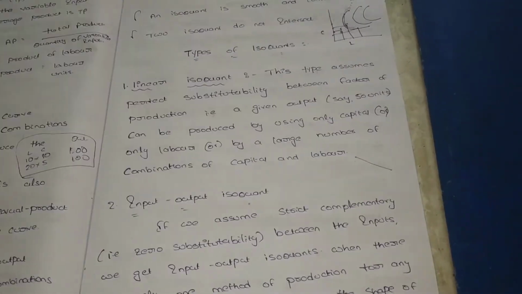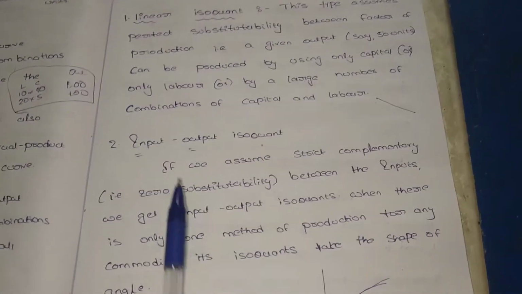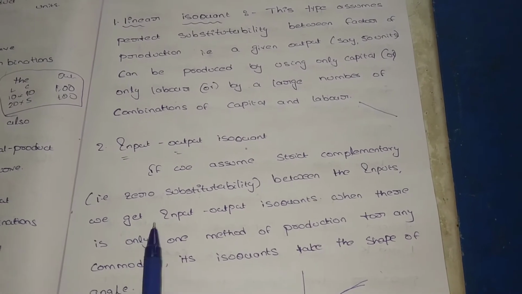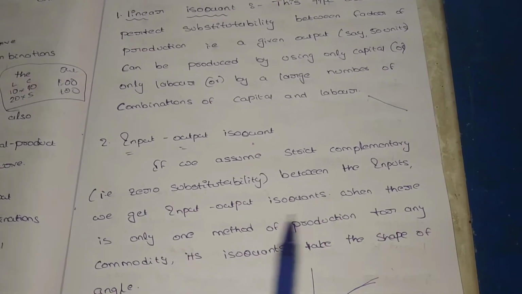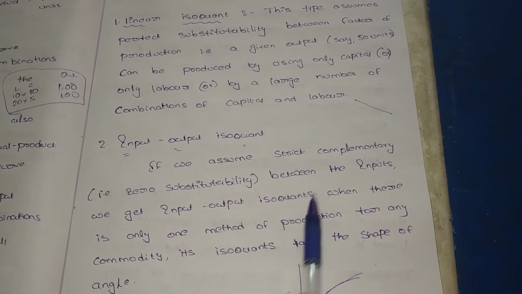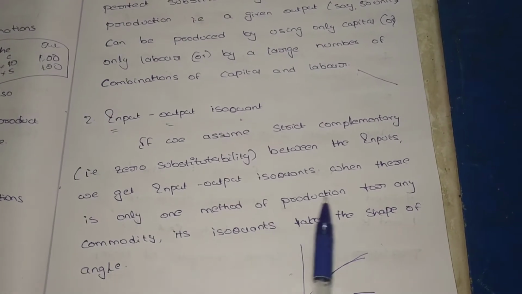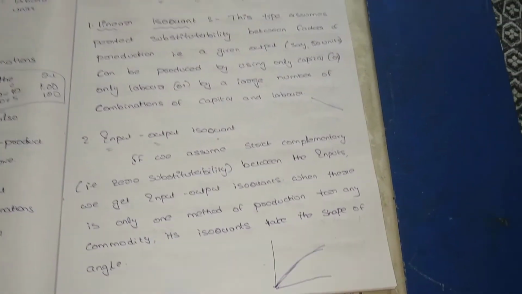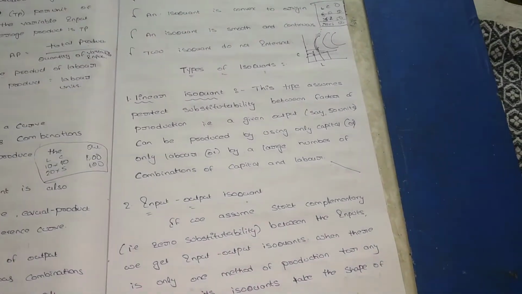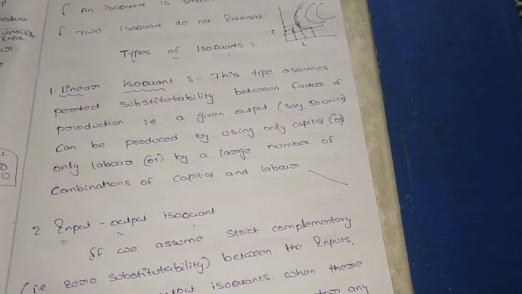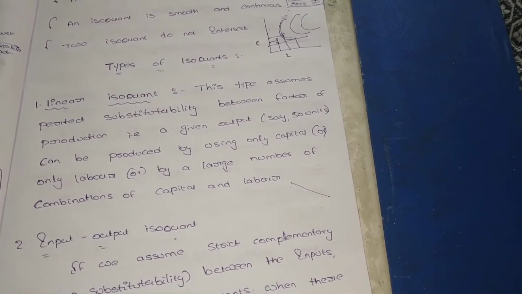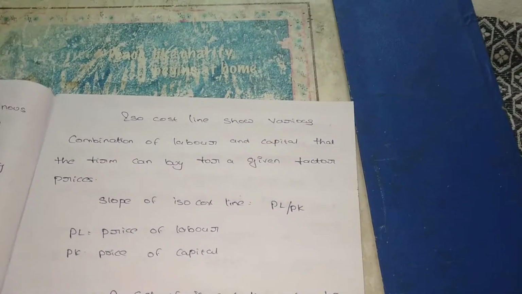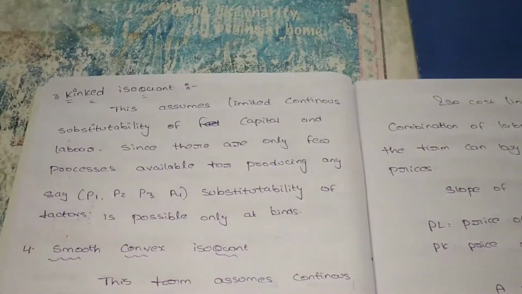When there are perfect substitutes, it is a linear isoquant. But where there are complementaries, if we assume strict complementarity, that is, no substitutes between the inputs, we get input-output isoquants. When there is only one method of production for any commodity, its isoquant takes the shape of an angle. I hope you understand. The linear isoquant occurs when there are perfect substitutes; the input-output isoquant occurs with complementary goods. Already we know what substitutes and complementary goods are.